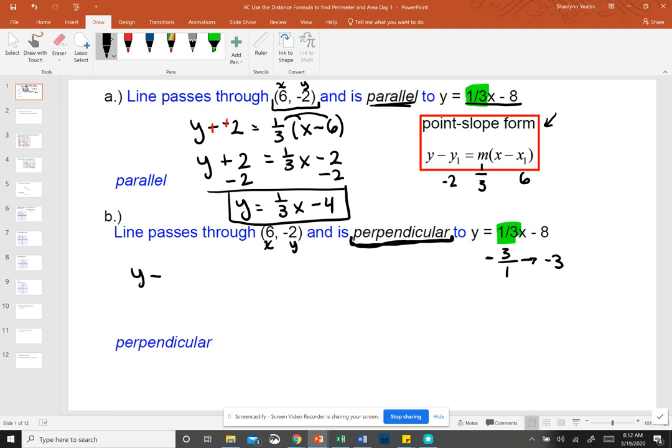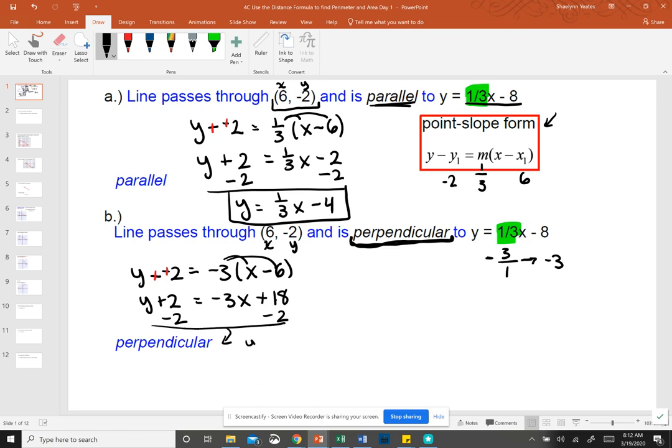So I've still got y minus -2 equals, and then my slope is -3 times x minus 6. Again, you should notice that minus a negative is the same thing as plus a positive. So then we have y plus 2 equals, and I'm going to distribute that -3, -3x minus, well actually plus, because negative times negative is positive, 18. So now all I've got to do is subtract the 2 from both sides. And I end up with, and I'm going to write the equation right next to the perpendicular, y equals -3x plus 16.